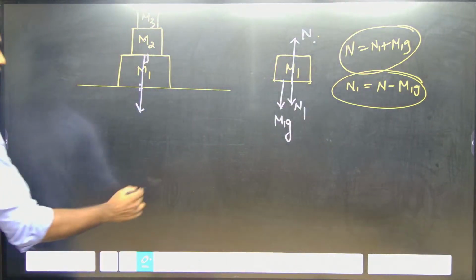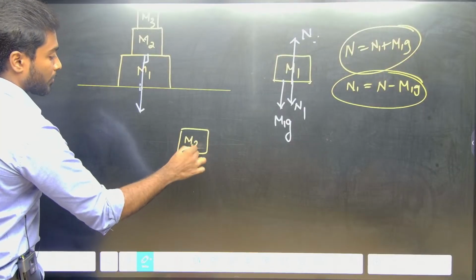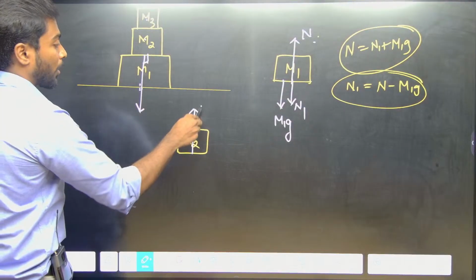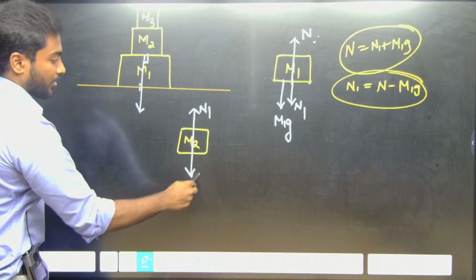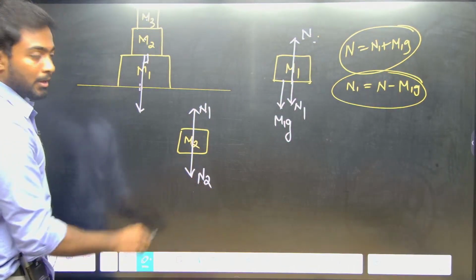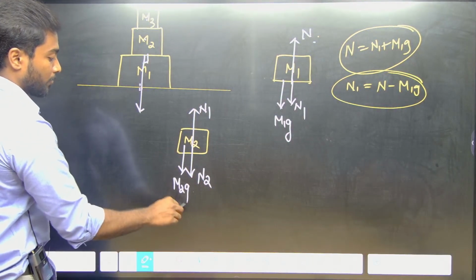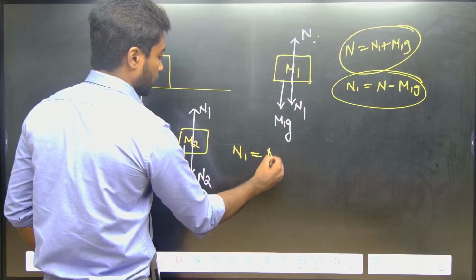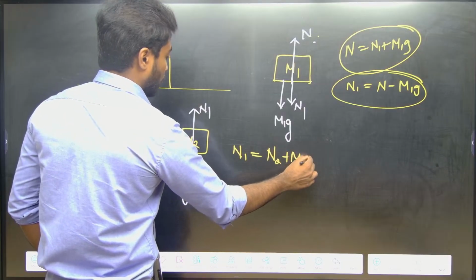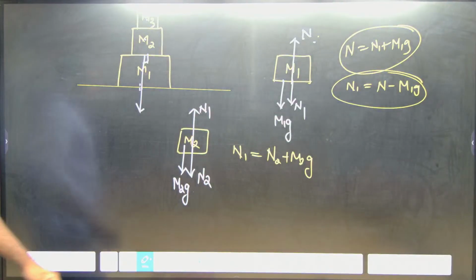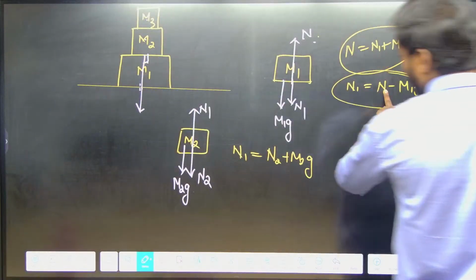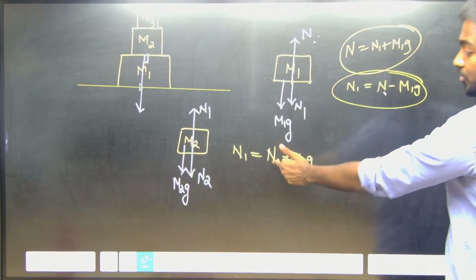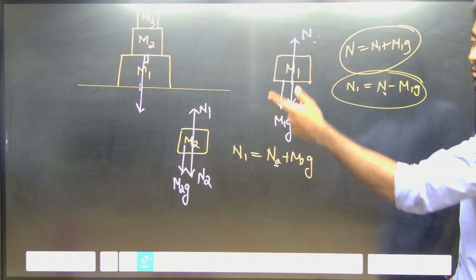That is also correct. Now, if I talk about the M2 block, what are the normal forces? Due to M3 one normal force, due to M1 one normal force. Due to M1 we have considered already, that is N1. Due to M3 we will consider N2, and one more thing is weight, M2g. So from here I can say N1 will be equal to N2 plus M2g. Here N1 is based on the normal force between the surface and M1, and N2 is based on the normal force between M2 and M3.